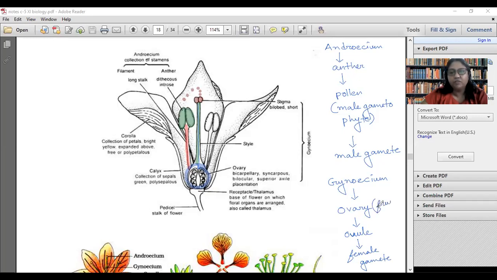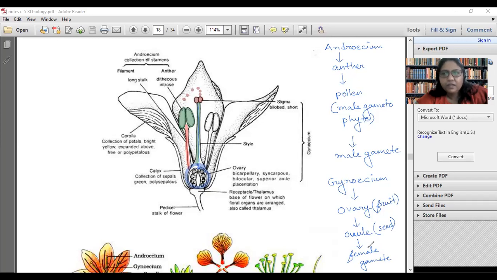Generally, the ovary is modified into fruit after fertilization, and the ovule is modified into seed. So this is how the reproductive parts of flowers are arranged. I guess no one should have any doubt in this. One thing I wish to mention: if all these floral whorls, that is calyx, corolla, androecium and gynoecium, are present in a flower, we call that flower a complete flower. If any of these floral whorls are absent, we call that flower an incomplete flower. We cannot call that flower complete.